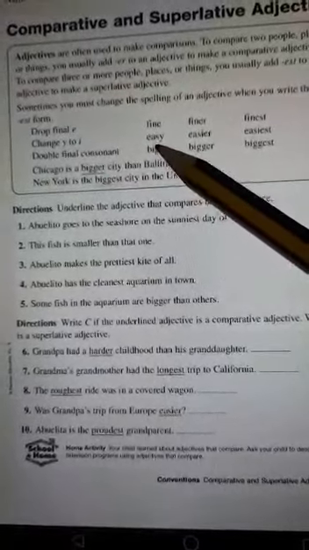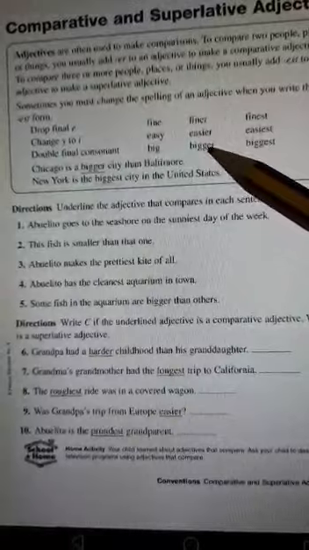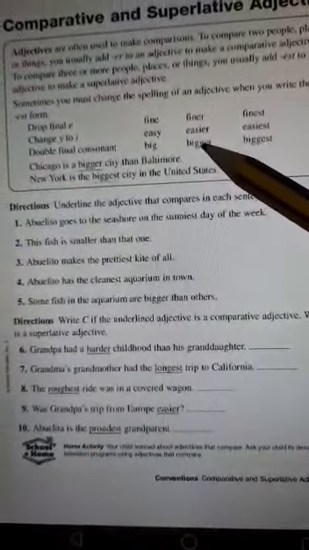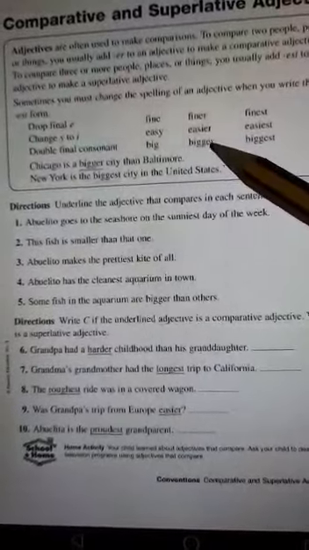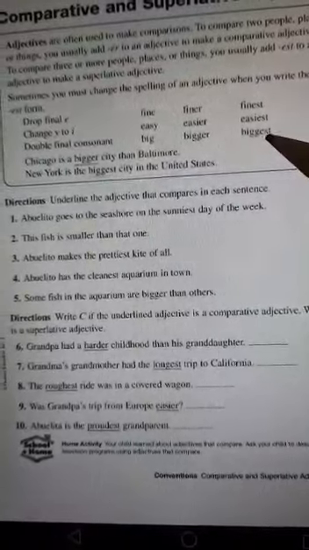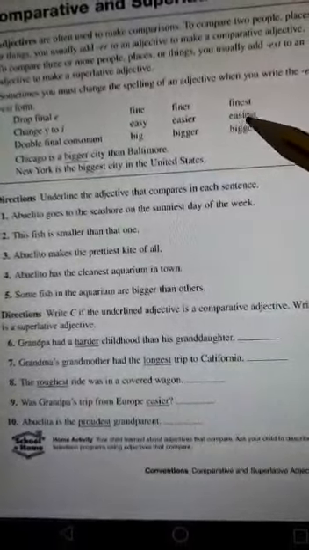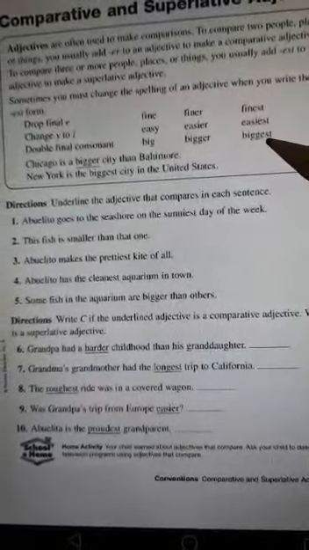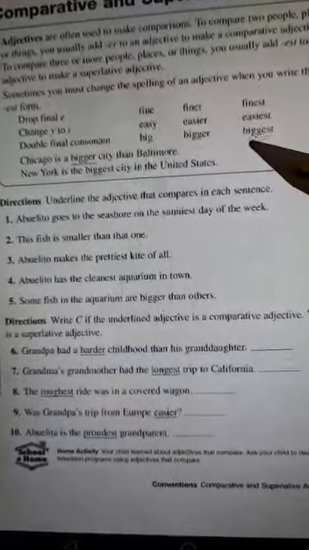This is G, it would be doubled like this. Bigger: I made double G, I added one more G, then ER in the comparative. Now also here in the superlative, I made double G, then EST in the superlative. Do you understand? We have many words like this. We will see them in the page.